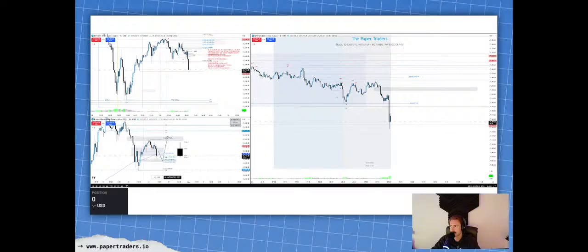See if they're tagging that. See if they hold that there, or if they want to make new lows with it. On this 1-minute, if they can hold this wick, we can continue to the upside.